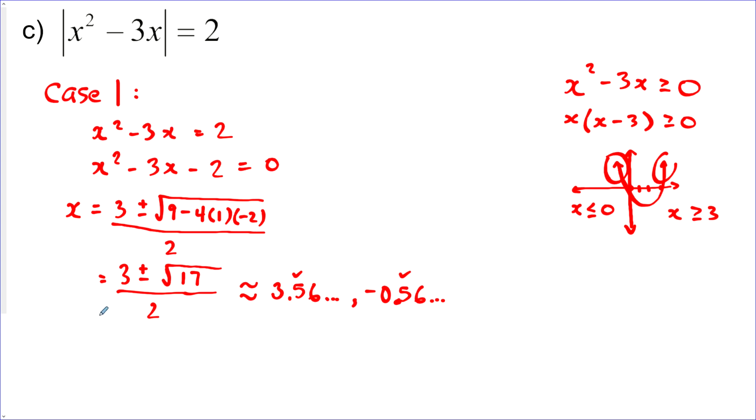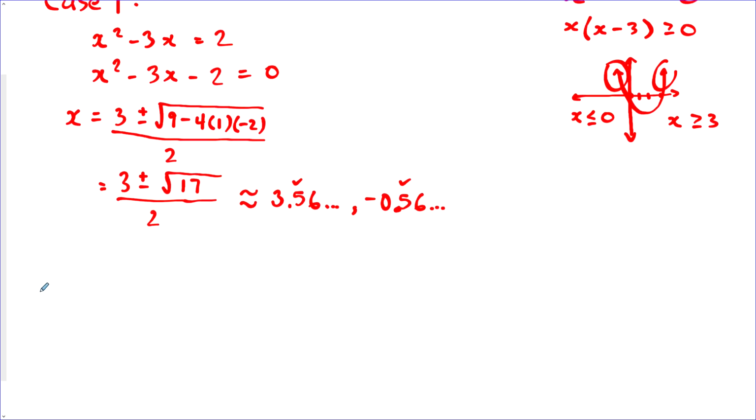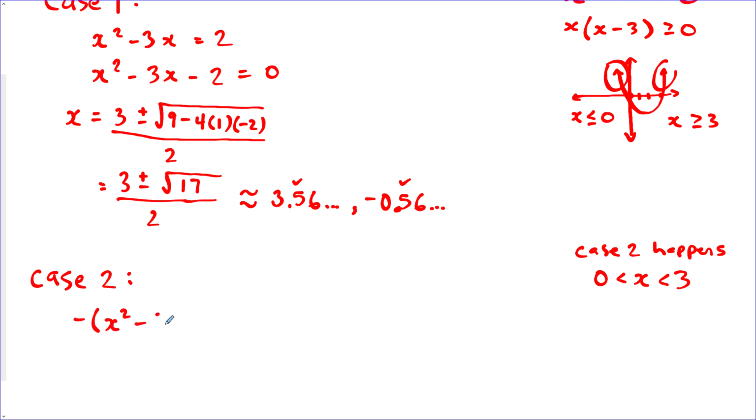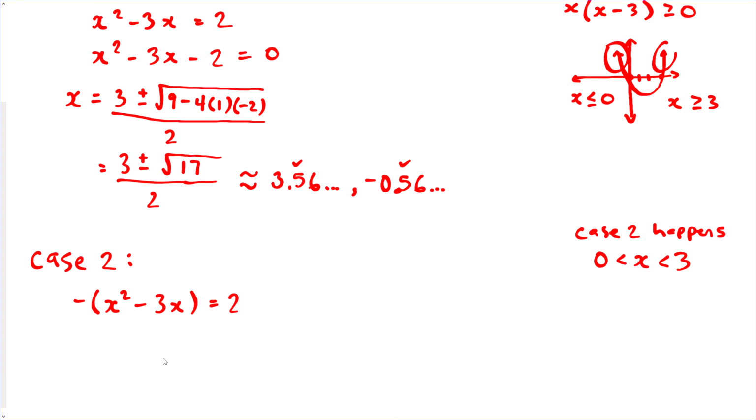Now let's do case 2, the case where that stuff inside was negative. Case 2. That would be whatever this one wasn't. So this would be 0 is less than x, and that's less than 3. So case 2 happens there. And now let's drop the absolute value sign like we did before, but multiply by negative, and then just do some algebra.